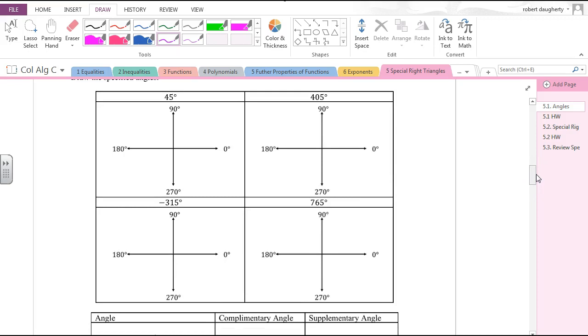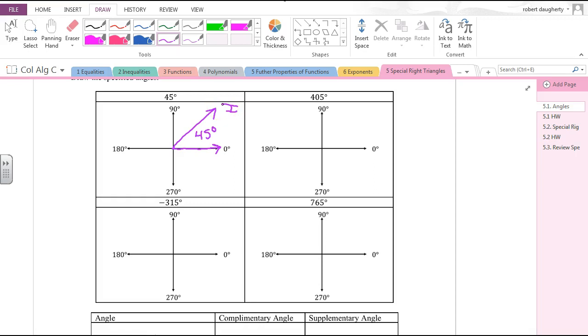A 45 degree angle. All of the angles you're going to draw from here on out are going to start at 0. So where is 45 degrees? Which way do I go? Counterclockwise. So that is a 45 degree angle. And what quadrant is the terminal side? Quadrant 1. So that ends in quadrant 1.